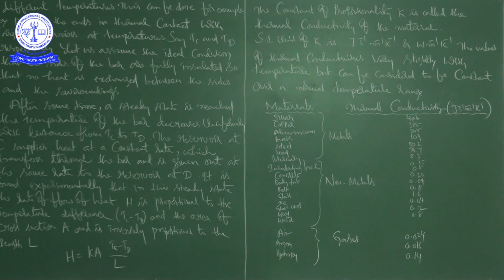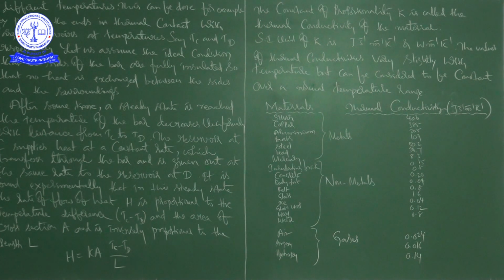As I told you already, gases are bad conductors of heat. Here you see air 0.024. See the silver 406, the copper 385. So 385 is the thermal conductivity of copper compared to air 0.024. So you can say confidently that gases are bad conductors of heat. But non-metals are intermediate between metals and gases.